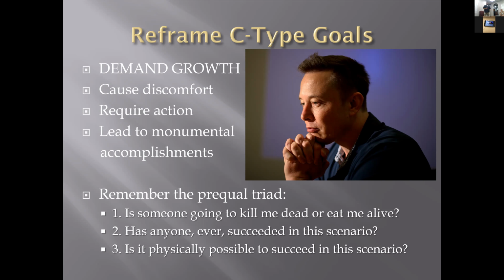The problem that came up was the fact that nobody believed in him. Nobody's ever done this before. But he said, well, nobody's going to kill me or eat me, and it's physically possible to succeed. So he went and he bought a book and taught himself rocket science. I'll say that again. He bought a book and taught himself rocket science.